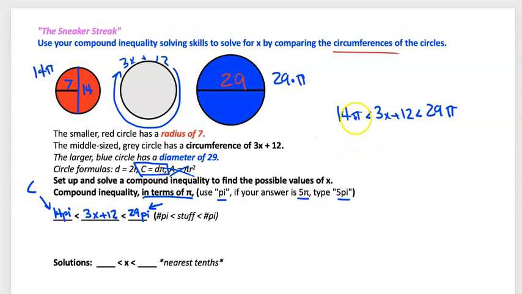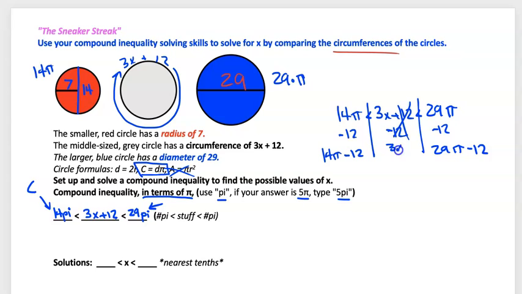Because some things that might happen, students, is if you round too soon, it's going to mess with your answers down the road. So don't actually calculate anything until you absolutely have to. So let's go ahead and solve. Minus 12, minus 12, minus 12. So I wouldn't even put that in my calculator yet. I would do 14 pi minus 12. And over here, I would do 29 pi minus 12.